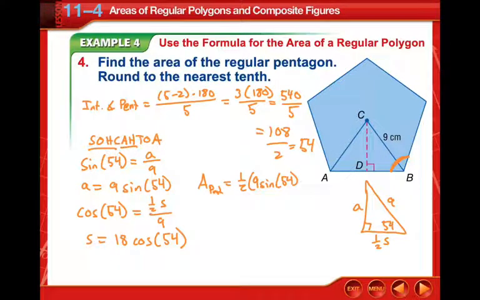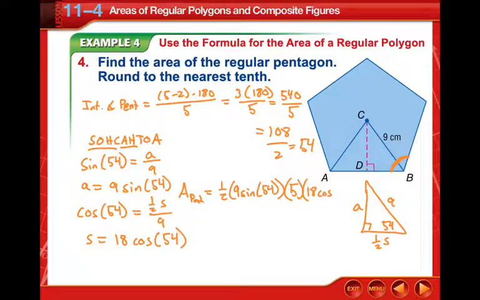Shift this down a little bit because I'm going to run out of space on that line. Times the number of sides, which is easy, that's 5, times our side length, 18 cosine of 54.